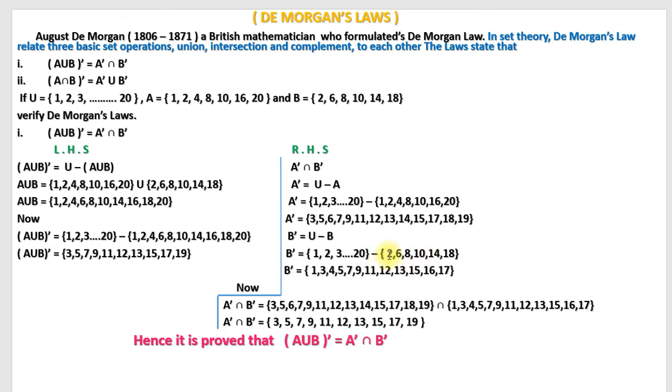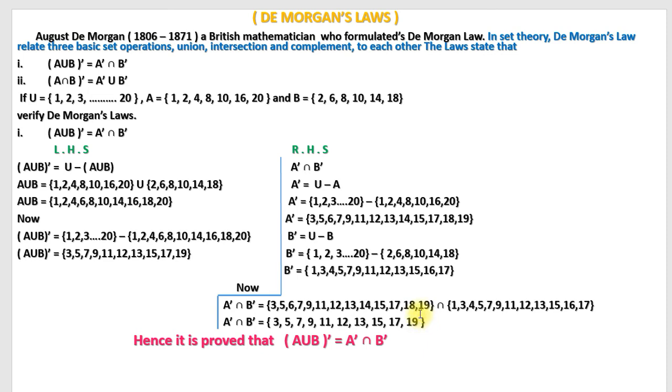Please check it, the missing numbers. Missing numbers are 1, 3, 4, 5, 7, 9, 11, 12, 13, 15, 16 and 17. Now we've got the answer of A complement, and we got the answer of B complement. Between A complement and B complement there is a sign of intersection. Now we are finding the intersection of both answers. In intersection, we'll write the common elements. So common elements are 3, 5, 7, 9, 11, 12, 13, 15, 17 and 19.